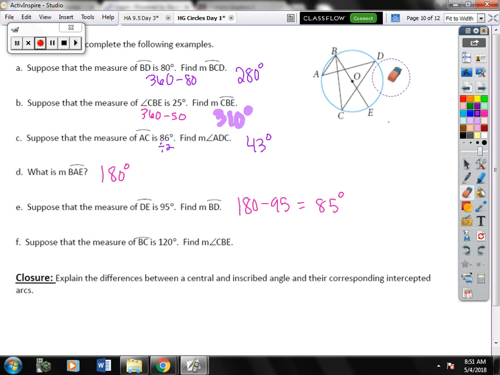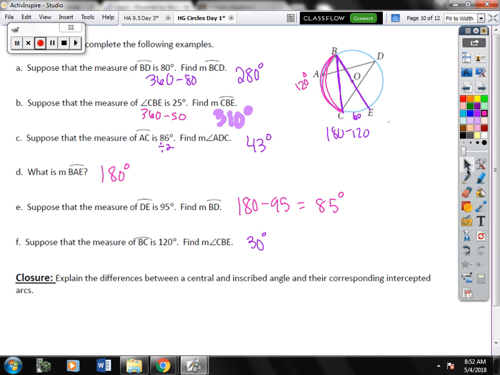And the last one. Suppose the measure of arc BC, which will be this one, is 120. Find the measure of angle CBE. Tricky because this is not an intercepted arc for that angle. So what would I have to do first to get there, Joey? Good. We have a semicircle here. 180 minus 120 will give me that this arc is 60. And then my angle would have to be 30. Cut it in half. Very nice.